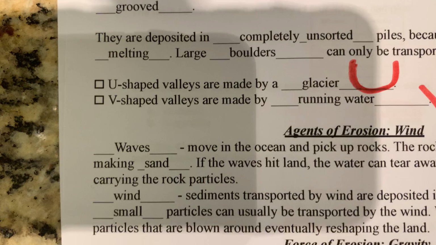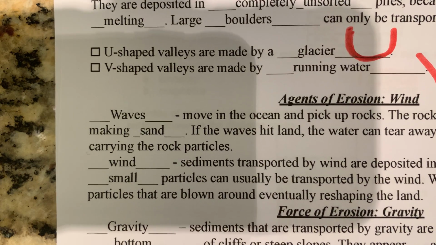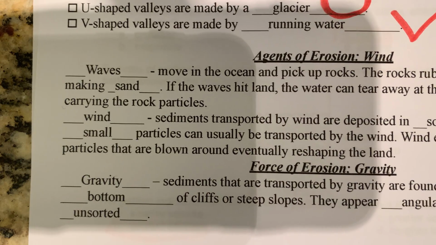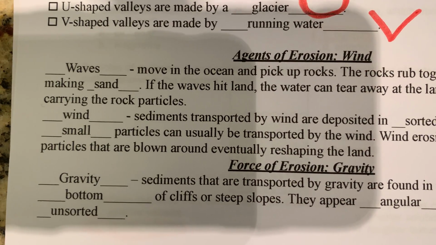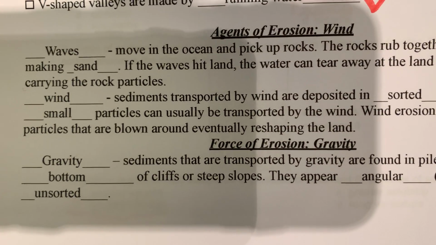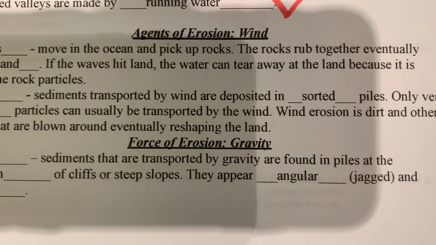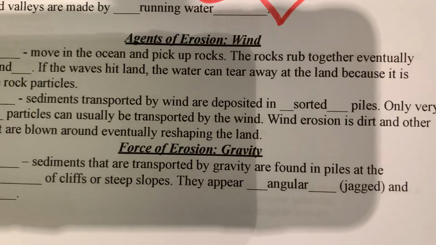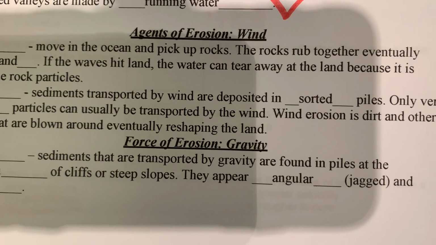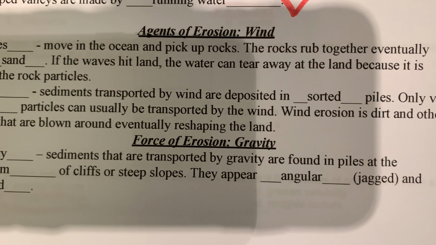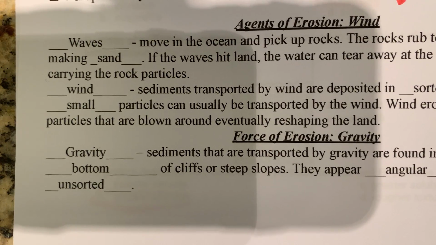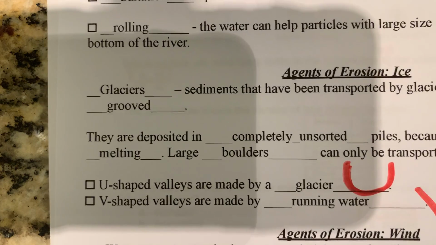Agents of erosion, we have wave action, wind, especially in arid climates. Gravity, always pulling towards the center of Earth. So as soon as a crack forms on a mountainside, it could be a rock fall. And when rocks are newly fallen off of mountainsides, they have jagged or angular edges. You can tell if they've been moving in a river because they'll have rounder edges.